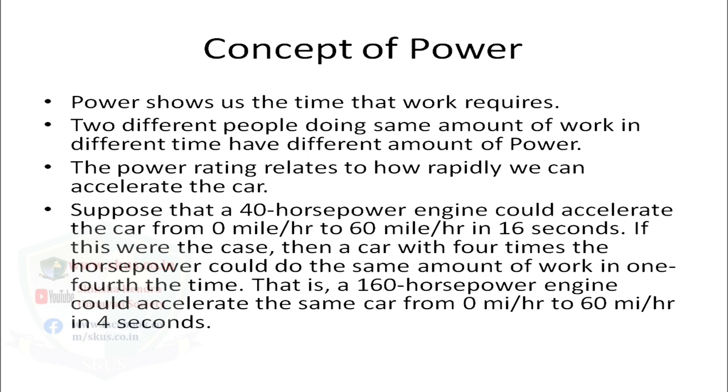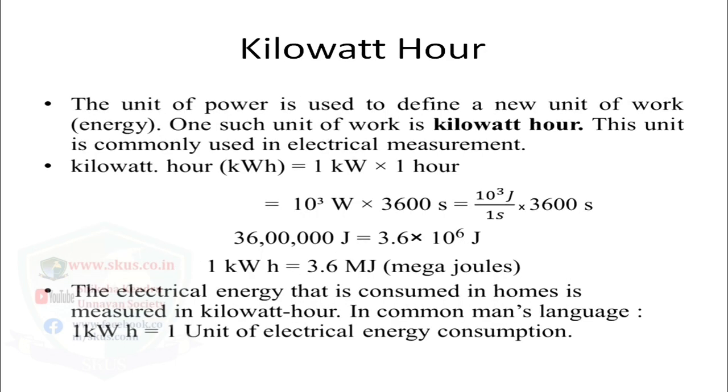That is, if two different people do the same amount of work in different times, they have different amounts of power. Suppose a 40 horsepower engine could accelerate a car from 0 mile per hour to 60 mile per hour in 16 seconds. Then a car with 4 times the horsepower could do the same amount of work in 1/4 of the time. That is, a 160 horsepower engine could accelerate the same car from 0 to 60 mile per hour in 4 seconds.